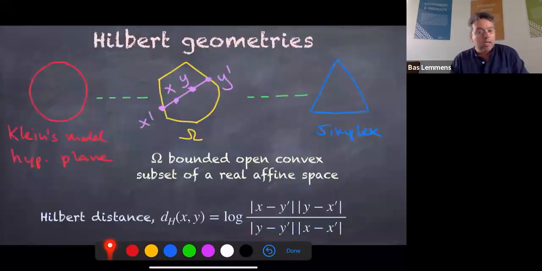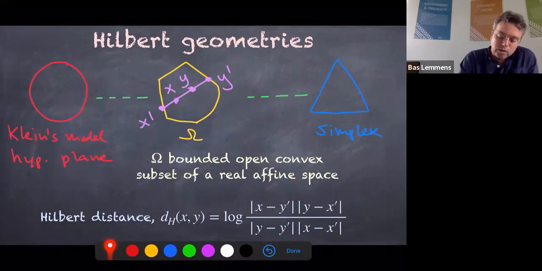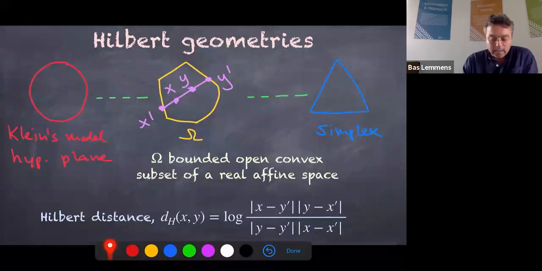Okay, so we've also discussed in this conference Hilbert geometries. Now just a brief reminder. A Hilbert geometry is a metric on some Omega, which is a bounded open convex subset of some real affine space. And to compute the distance between x and y, you draw the straight line through x and y, you identify these endpoints in the boundary, and then you take the logarithm of the cross ratio formed by those 4 points. And that's the Hilbert distance.